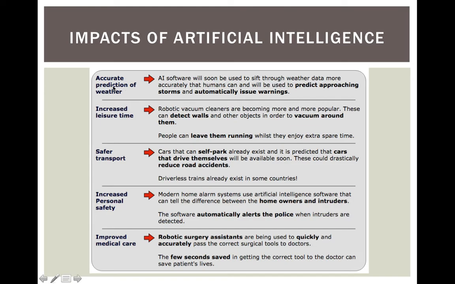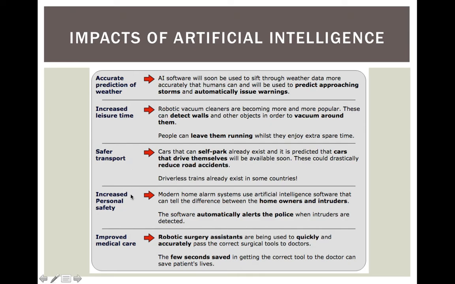Well, some of the benefits that we have are things like accurate prediction of weather, increased leisure time. We have safer transport because we've got cars that can self-park using sensors, and there's already tests of cars that can drive themselves. Now, whether that makes safer transport or potentially more problems is yet to be seen. But we could argue it both as an advantage or as a disadvantage. So that's an interesting point.